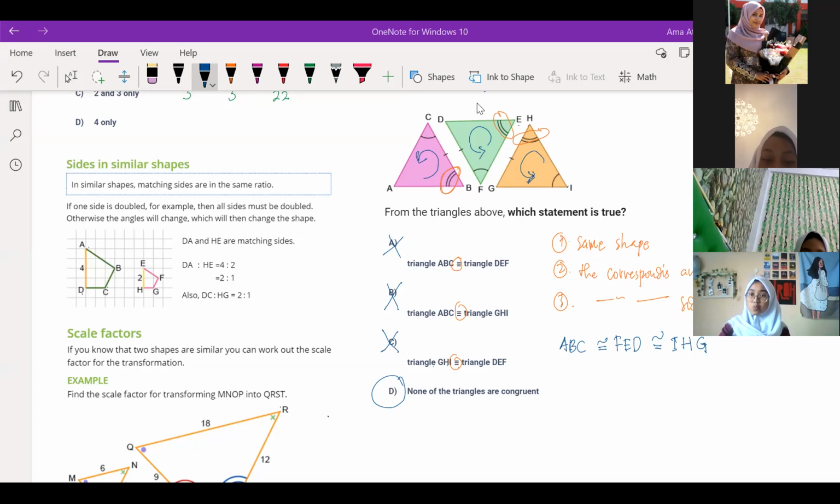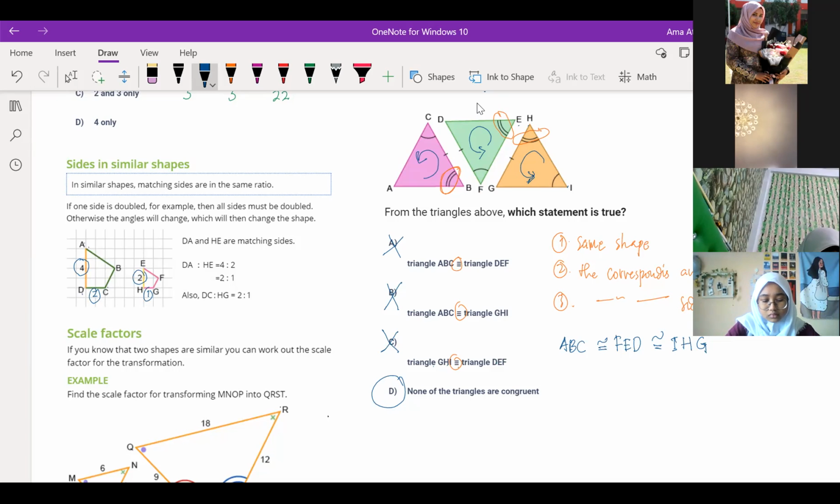For example, the ratio of DA and HE is 2 and 1. And therefore, DC and HG is also 2 and 1. I'm talking about the ratio. The ratio is also the same, because it is similar shape.